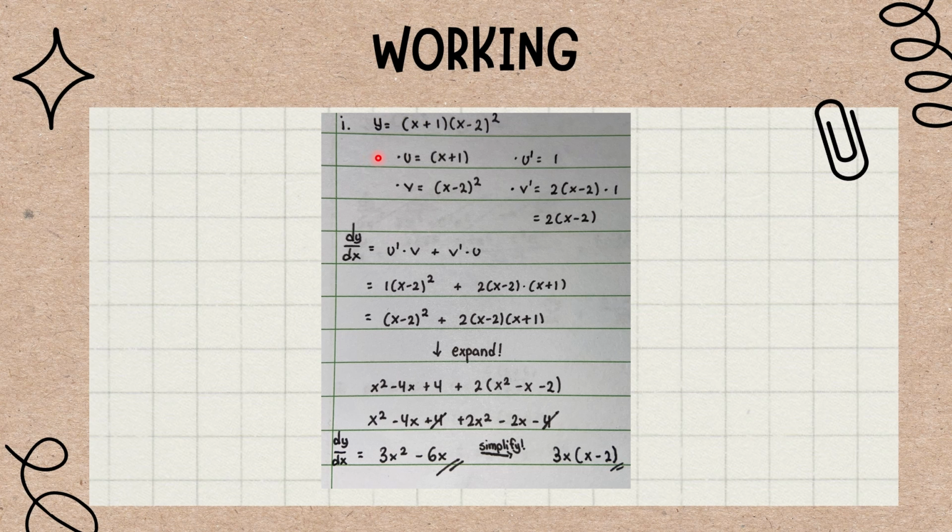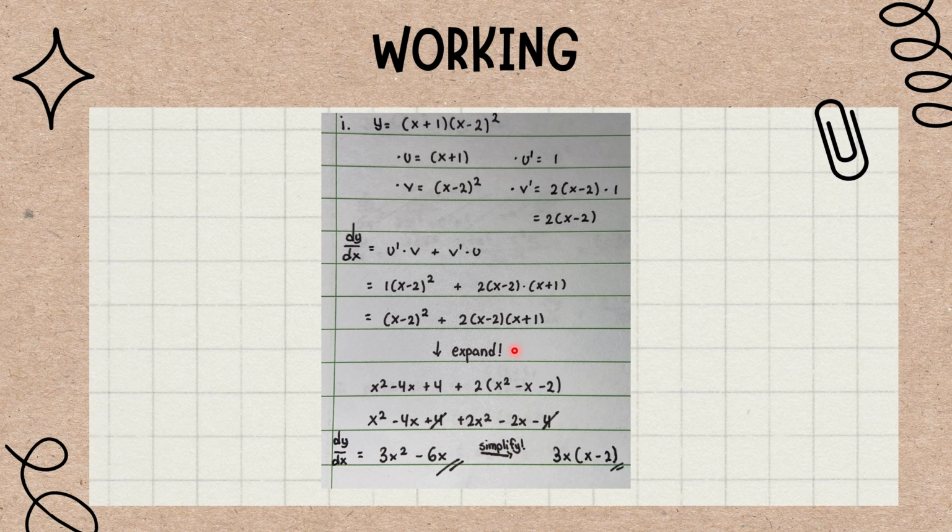Then I indicate which one is u and which one is v. The u will be the one at the left side and the v will be the one at the right side. Then I differentiate the u and the v. Then I input all the things we have found into dy over dx, which is u prime times v plus v prime times u. Then I found (x minus 2) to the power of 2 plus 2 times (x minus 2) times (x plus 1).